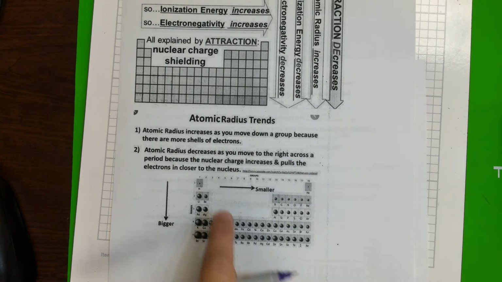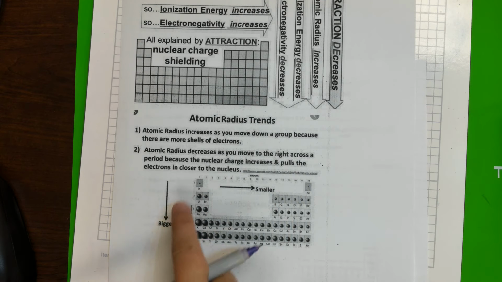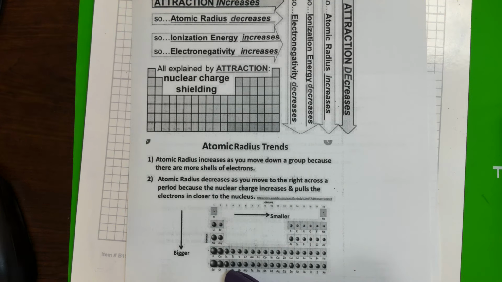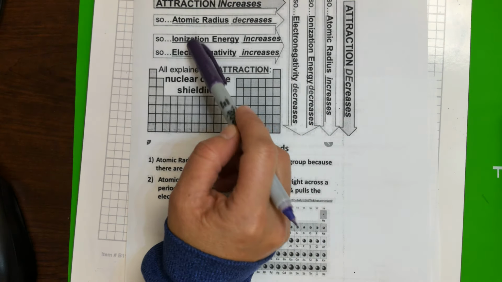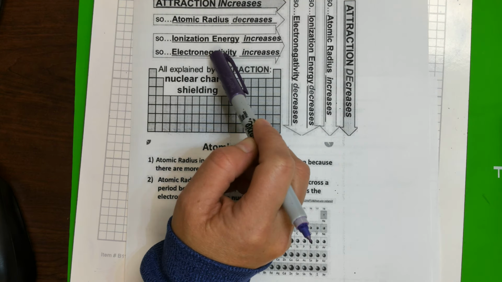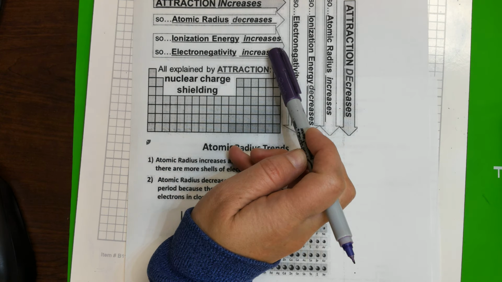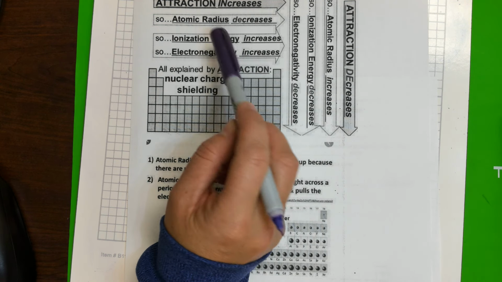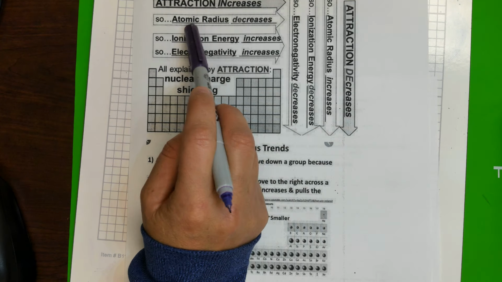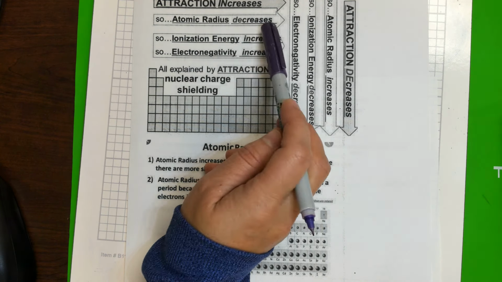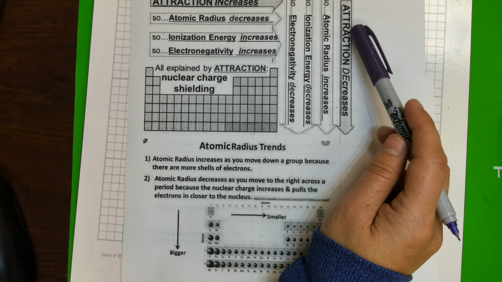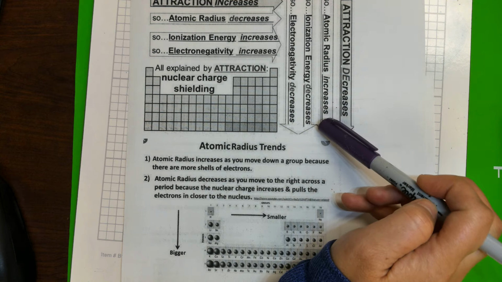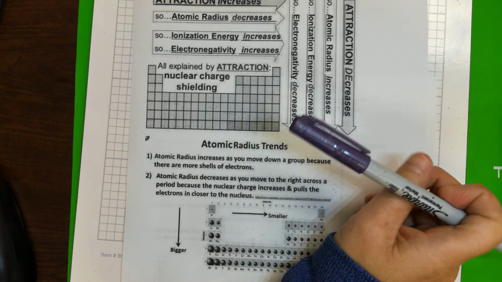You do need to remember that as you go to the right, what gets smaller and bigger, what increases and decreases. If you know this, ionization energy and electronegativity both increase going from left to right. Atomic radius is the only one that does the opposite. You can remember that atomic radius decreases as it goes to the right, and becomes bigger when it goes down. Then the rest is the opposite.